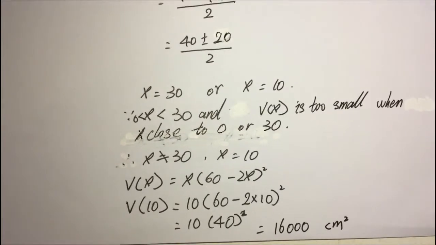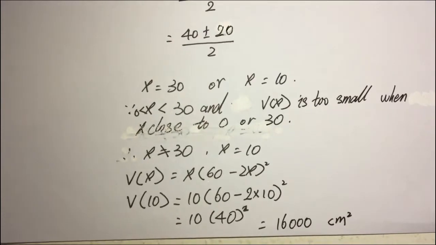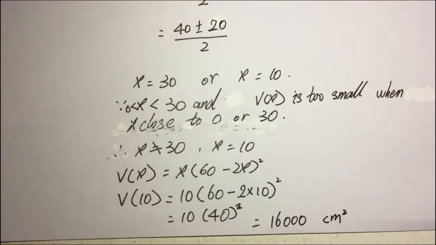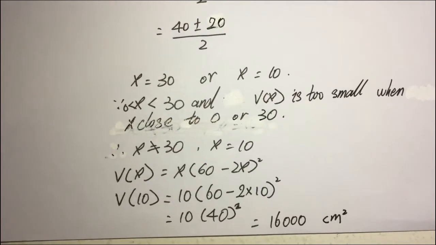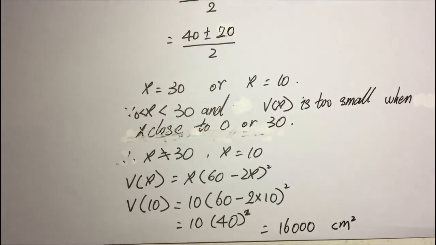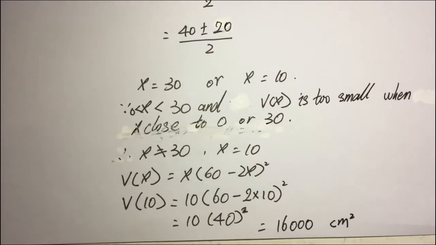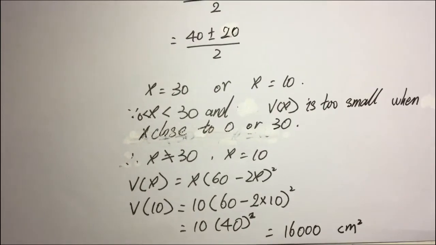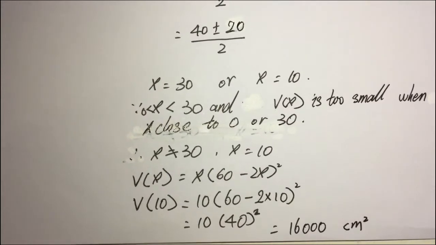Because x is less than 30, and when x is close to 0 or 30, the volume would be too small, so the answer can't be 30. That means x is equal to 10. Then we substitute 10 into the equation V(x). We will get the answer of the volume, which means the largest volume is 16,000 cubic centimeters.